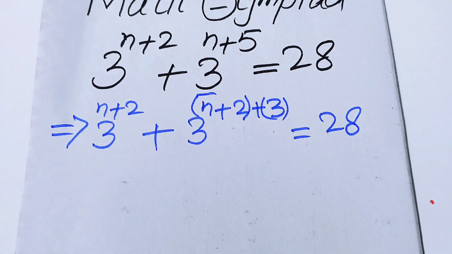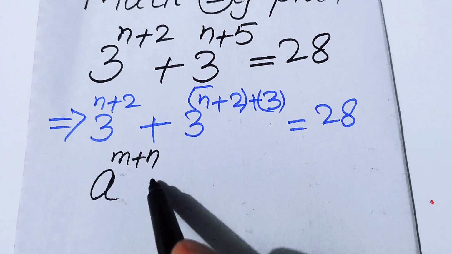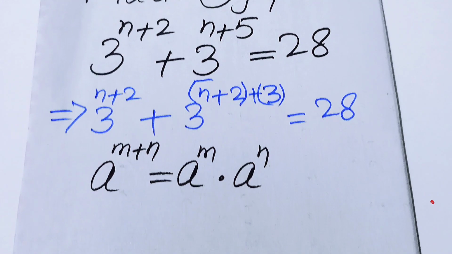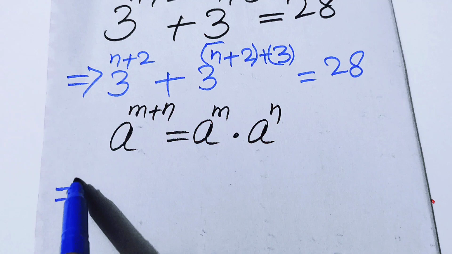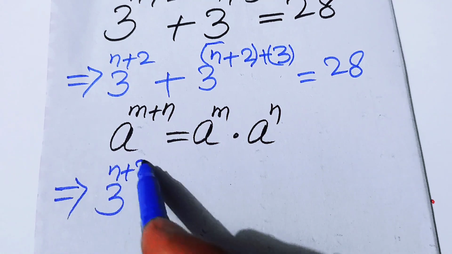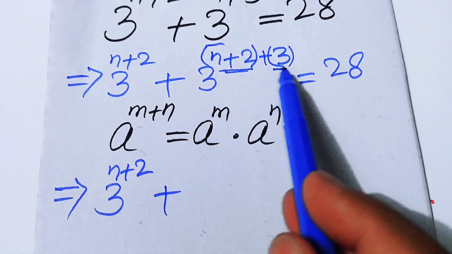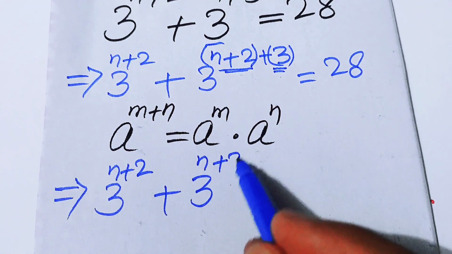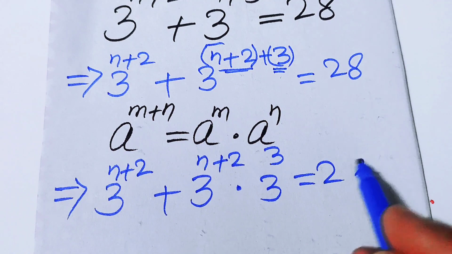So our exponent law is about a to the power of m plus n. It is equal to a to the power of m times a to the power of n. Now I can use this exponential law in the second term, so the second term will be written as 3 to the power of n plus 2 is the first term, plus here I can break its exponent. So this is the one term and this is the second term. I can just separate these two terms, and I will write it as 3 to the power of n plus 2 times 3 to the power of 3 is equal to 28.